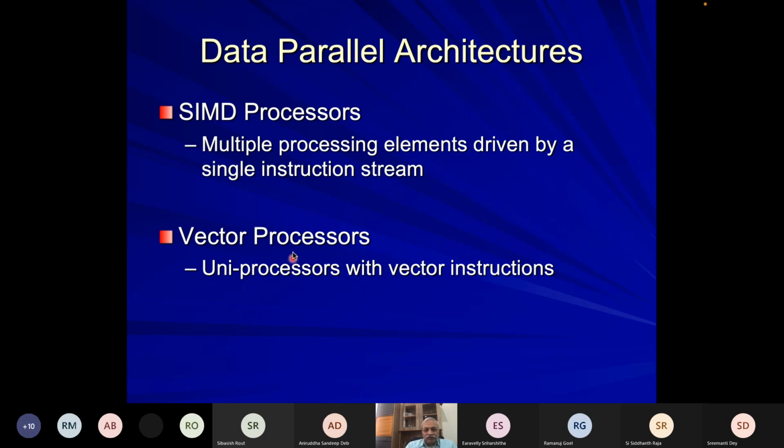Or you have vector processors, which are basically uniprocessors. That means they don't have multiple processing elements, but they are capable of handling vector instructions. So instructions are vector instructions. You would say add array A to array B, but that will be a single instruction.